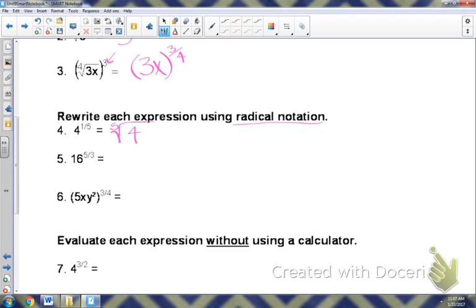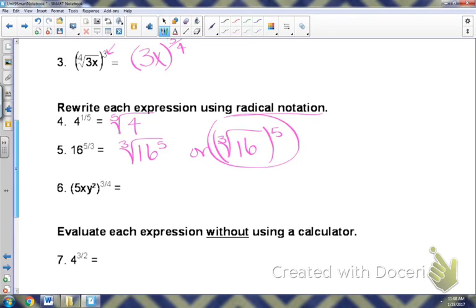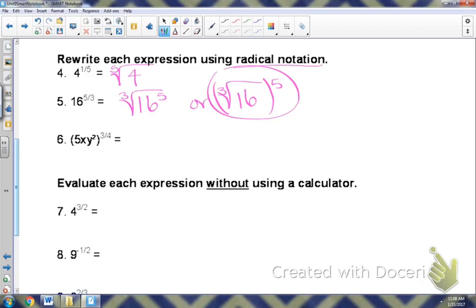Okay, so 5, the base is 16, so that goes under the radical. The 5 is your exponent, and you can either put it here, or you can put it on the outside of your parentheses, and then your index is that bottom number, so you're taking the cube root. So either of those, it's the same thing. But once we get to evaluating, you're going to like this way much better. Makes it easier. Okay, so notice that in 6, our base is in parentheses. That's 5xy squared. All of that will be your radicand, which is the term under the radical.